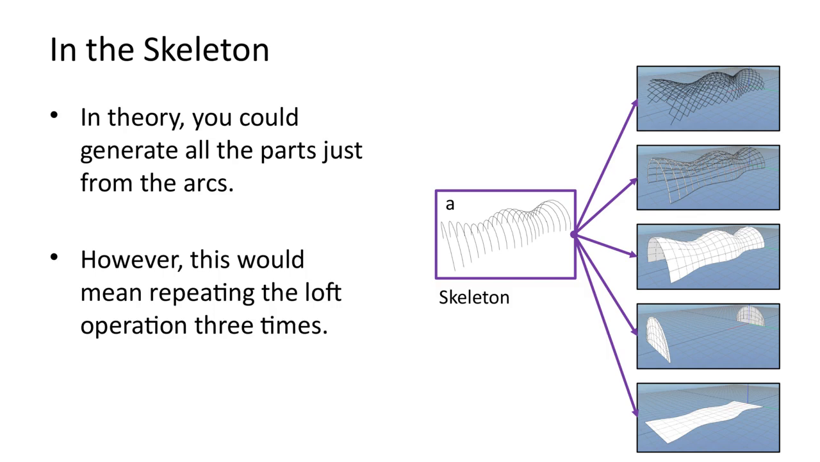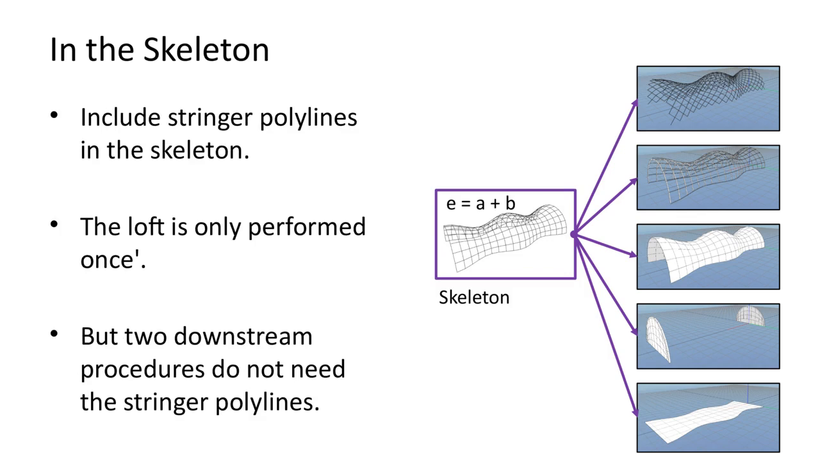And the decision will depend on the particular model being generated. In this case, we opted to include the stringer polylines in the skeleton. This means that each downstream procedure can choose to extract the required polylines from the skeleton.